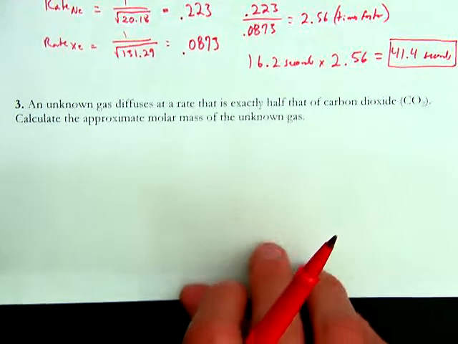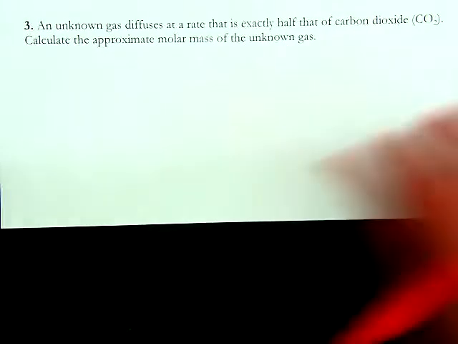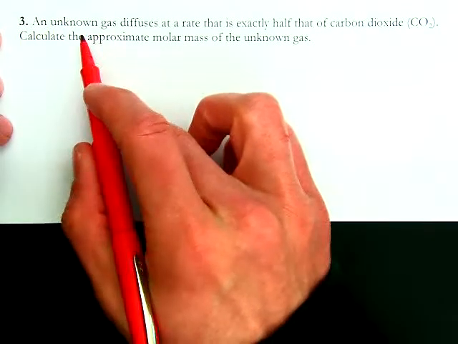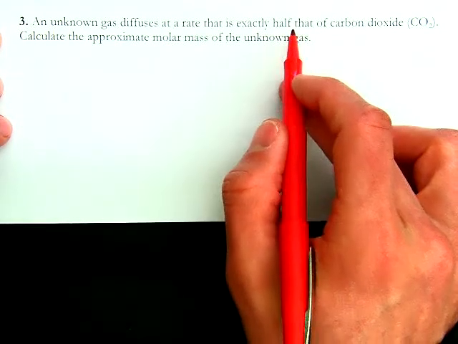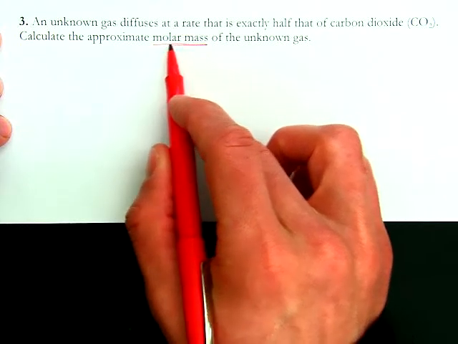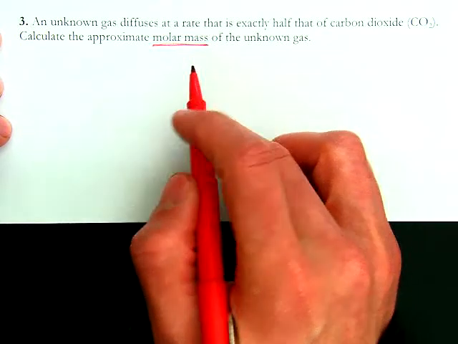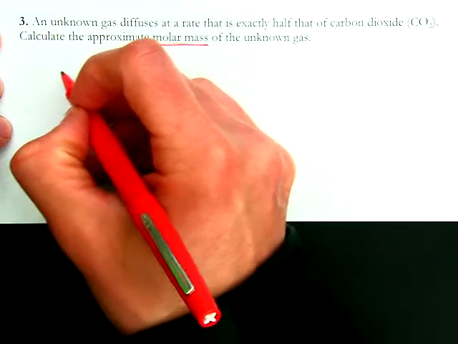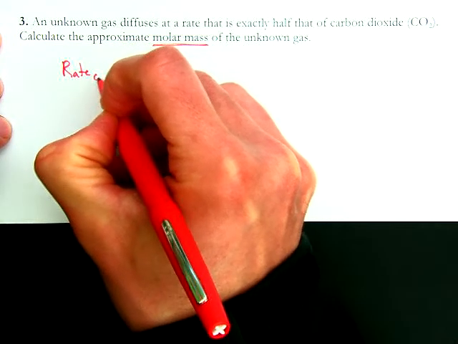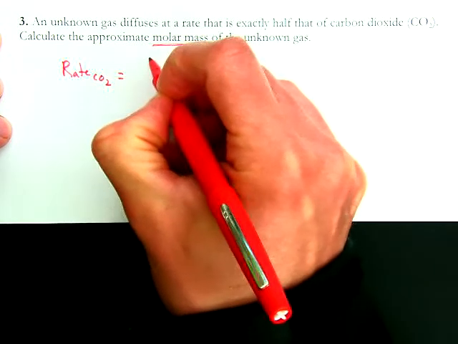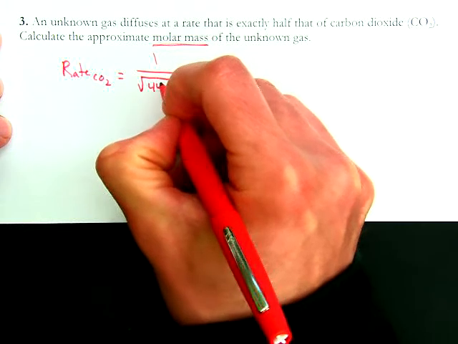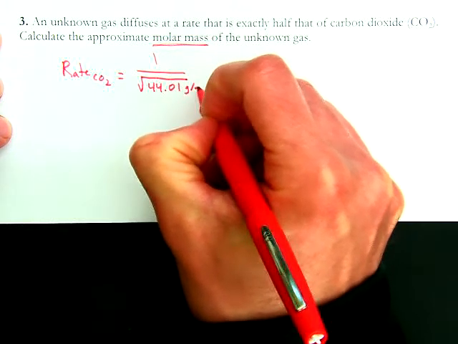Our final problem is a little bit different. It's actually having you solve for a molar mass. So it says an unknown gas diffuses at a rate that's half of carbon dioxide. Calculate the molar mass of the unknown gas. So if you look at what we have here, it tells us that we have carbon dioxide. So we need to calculate the rate of the carbon dioxide, which is 1 over the square root of its molar mass, which is 44.01 grams per mole.